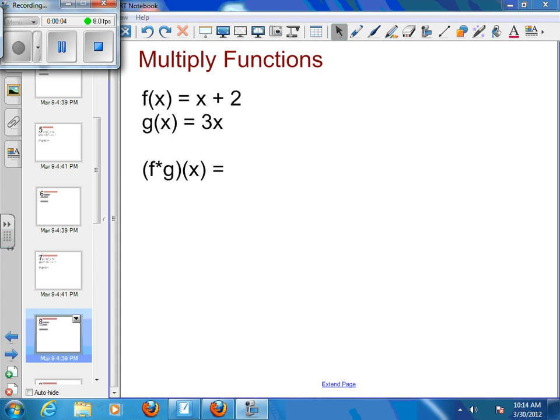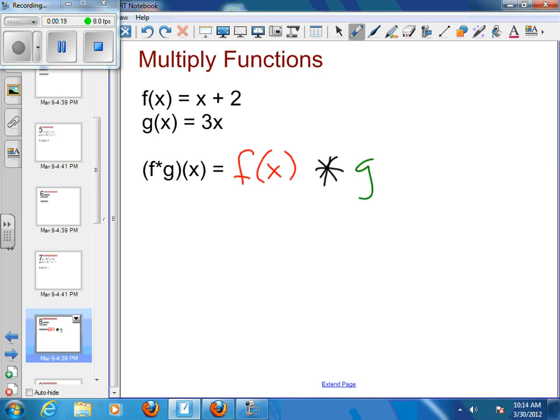We've added functions, we've subtracted functions, so the next thing in our step would be to multiply our functions. So in this case, we're going to take f times g of x, which just means we're going to take f of x, and we are going to multiply that times whatever our g of x is.